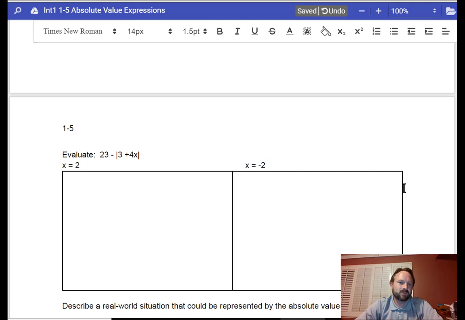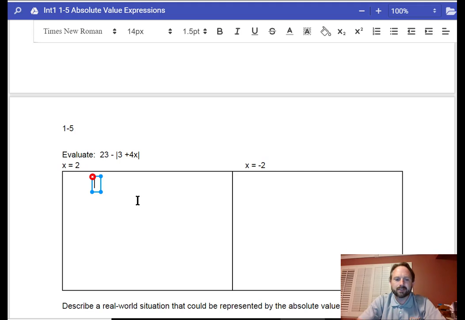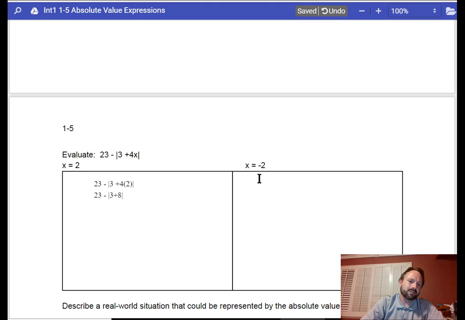So it says evaluate 23 minus the absolute value of 3 plus 4x. Basically, all this is asking is to simplify if we give you certain numbers. So let's break it down in 5, 4, 3, 2, 1. All right, so we're going to have 23 minus the absolute value of 3 plus 4x. But instead of x, they want us to substitute 2. So what happens is we're going to slowly but surely solve this. 4 times 2 is 8, so we're left with 8.